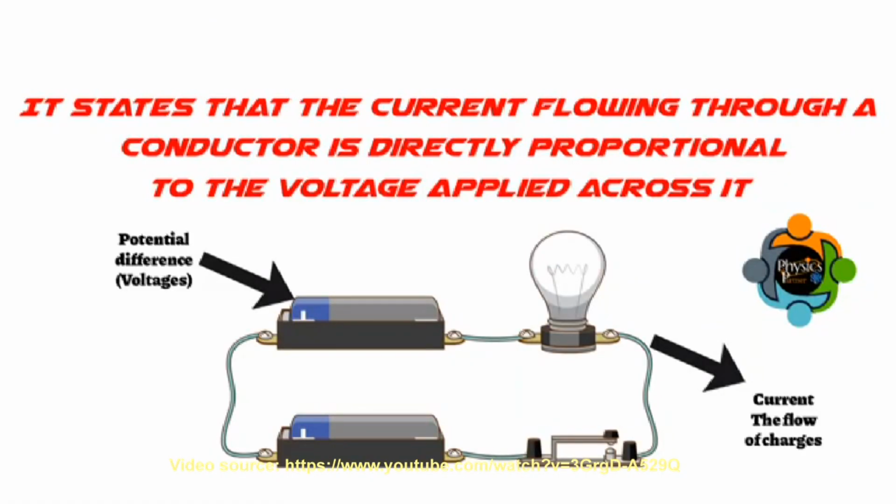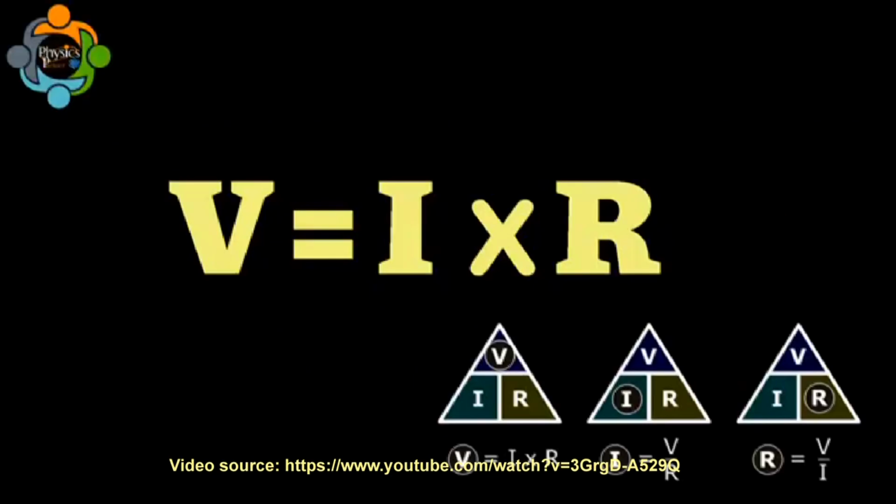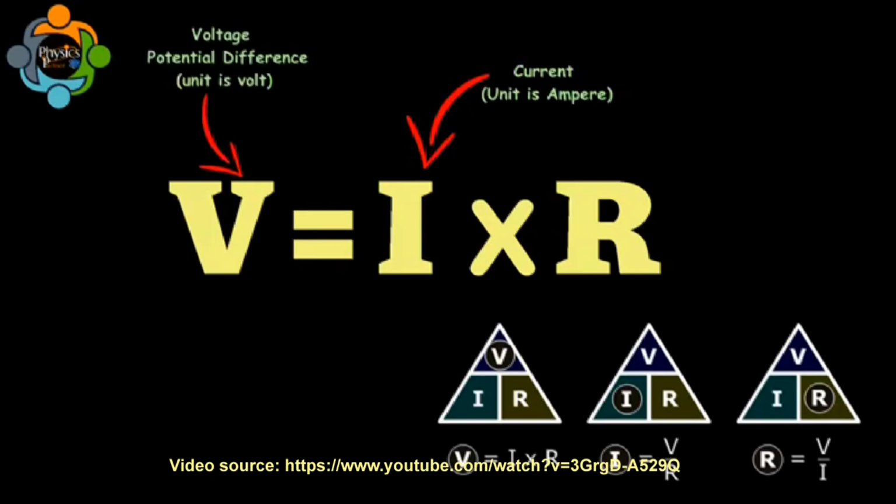It states that the current flowing through a conductor is directly proportional to the voltage applied across it. This condition is valid if the temperature and other physical conditions remain constant. The formula for Ohm's law is V is equal to IR, where I is the current which is measured in amperes, V is the voltage or potential difference measured in volts, and R is the resistance measured in ohms.